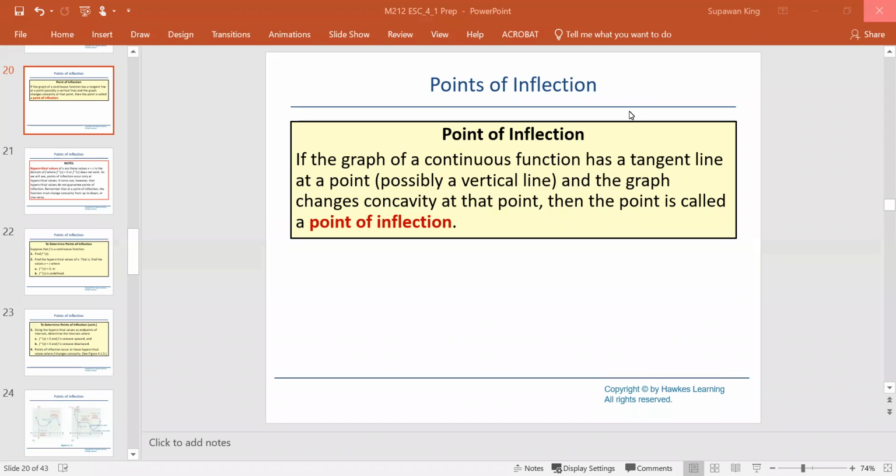Points of inflection. If the graph of a continuous function has a tangent line at a point, possibly a vertical line, and the graph changes concavity at that point, then it changes from concave upward to downward or vice versa, then the point is called a point of inflection.